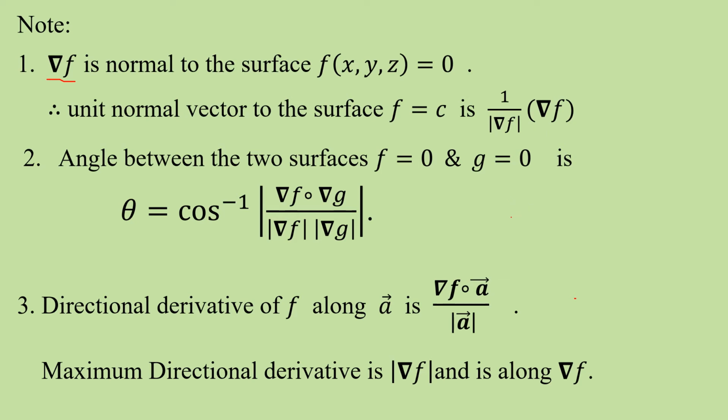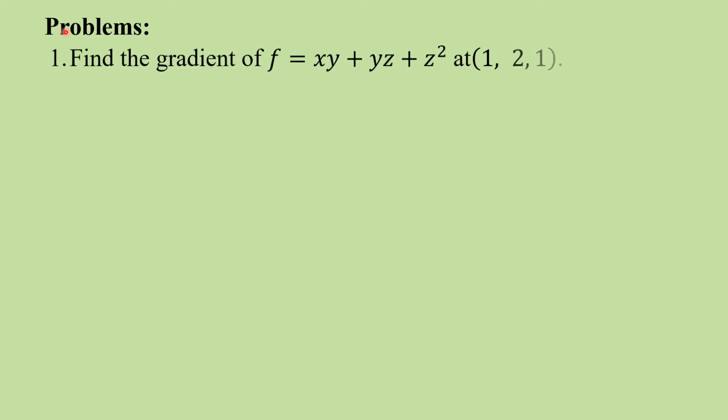Now after taking the concept of gradient on a scalar point function, let us take some problems on it. The first problem: find the gradient of f equal to xy plus yz plus z square at the given point 1, 2, 1. So at this point I have to find the gradient of f.